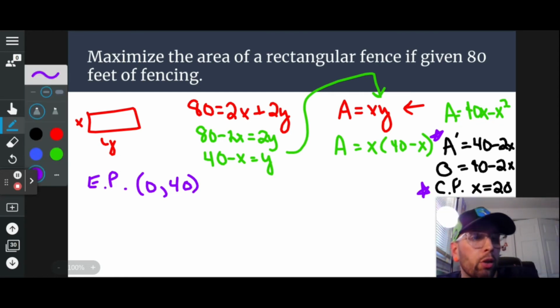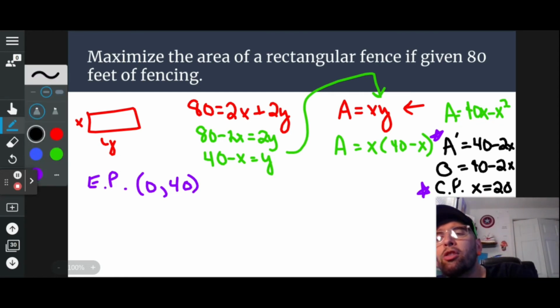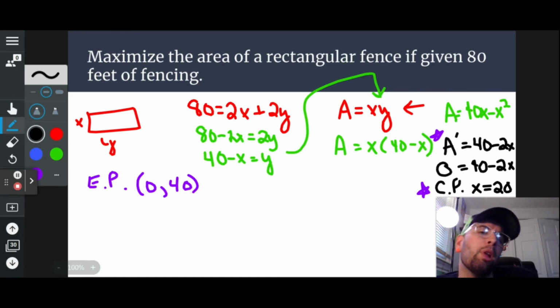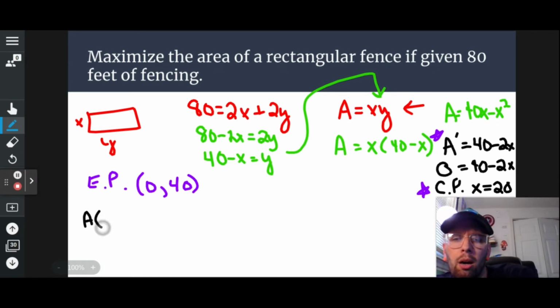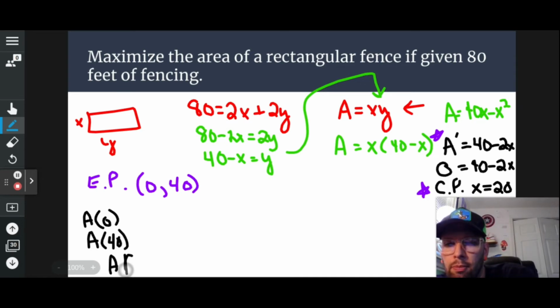So what I have to do is plug it into the original function to see what side gives me the maximum. So a of 0, a of 40, a of 20.